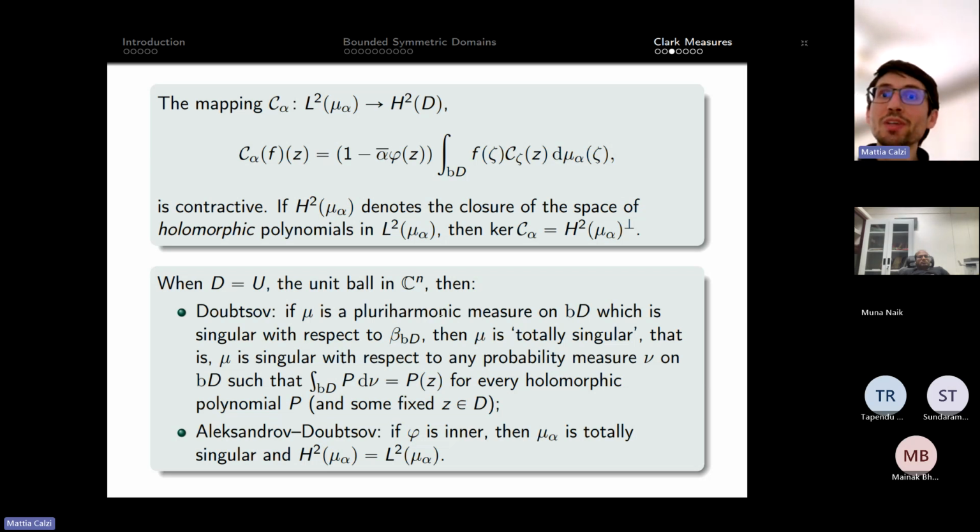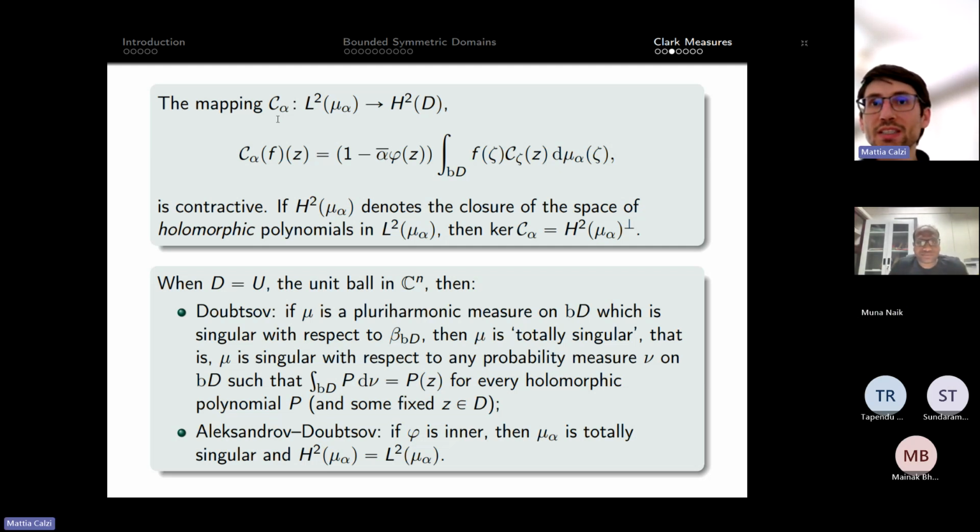In the case of the unit ball, this representation does not describe the big model space, but the smaller one, the one for which f times mu alpha, in this representation by means of the normalized Cauchy transform, is pluriharmonic. So it is a very much smaller space.